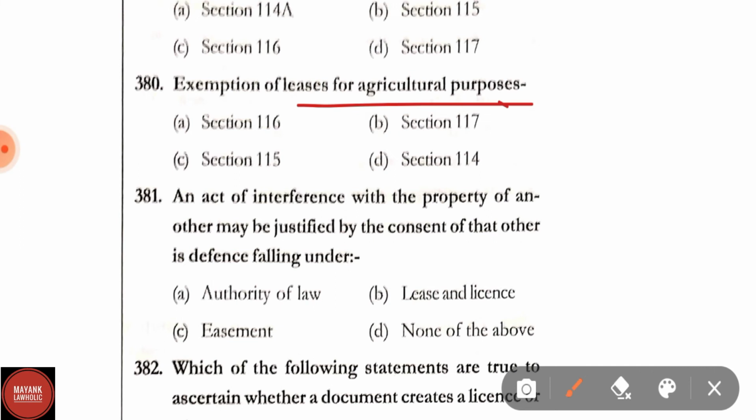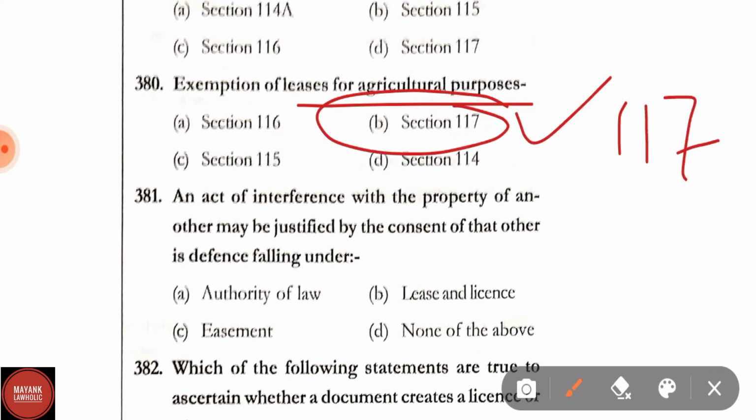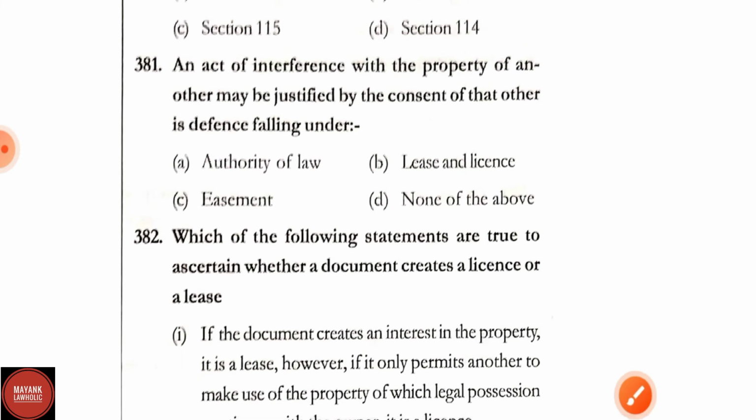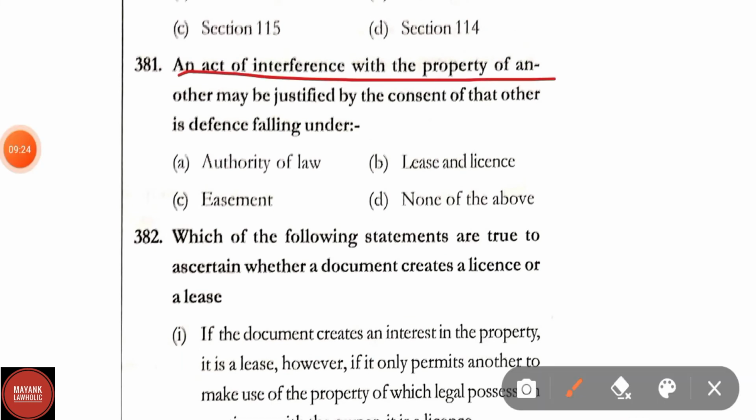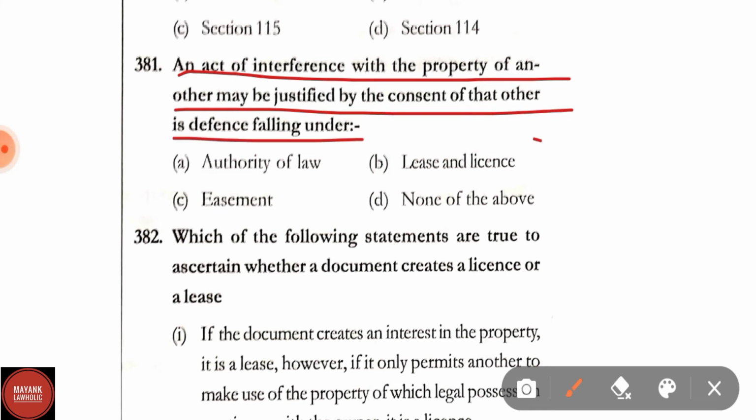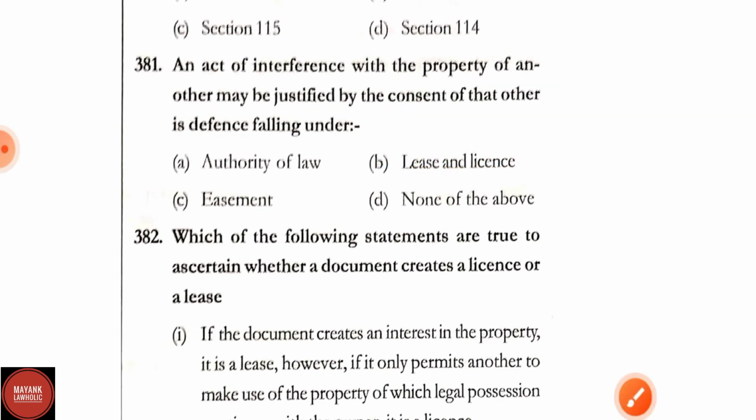Option D, Section 114. Here correct answer is option B, that is Section 117. Question number 381. An act of interference with the property of another may be justified by the consent of that other is defense falling under option A, authority of law. Option B, lease and license. Option C, easement. And option D, none of the above. Correct answer is option B, lease and license.